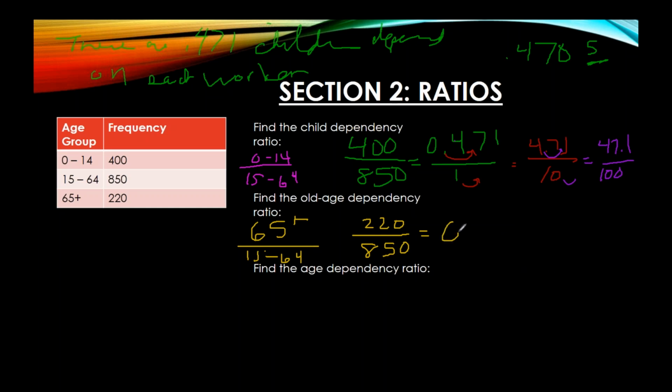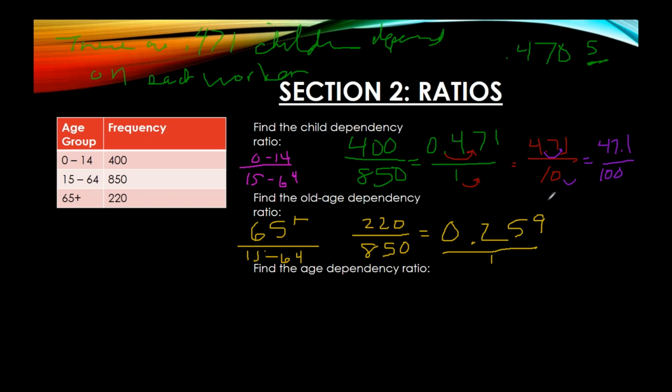Very good. Good rounding. So 0.259. And again, that's like over 1. So we would say there are 0.259 old people dependent on every one worker. And again, you can move the decimal, the numerator, and the denominator to make an equivalent fraction.